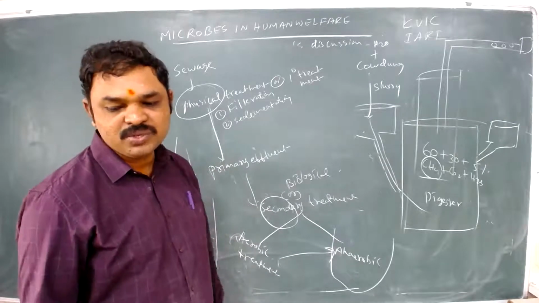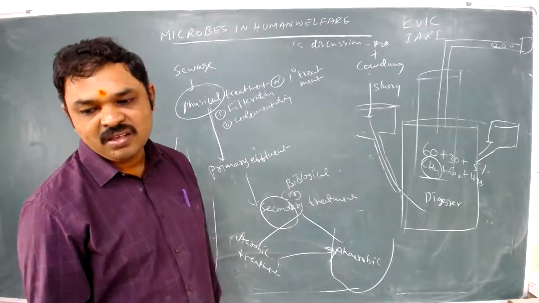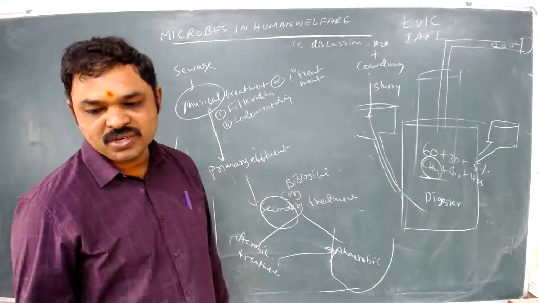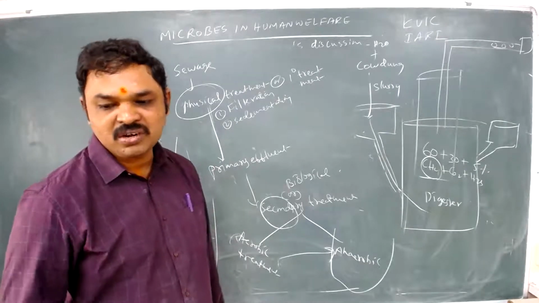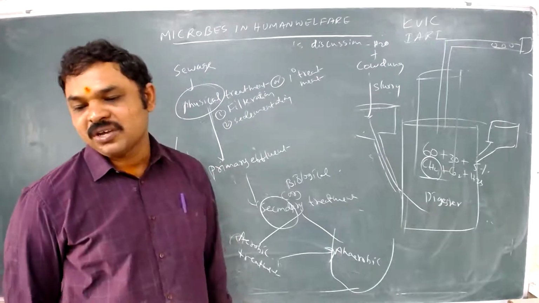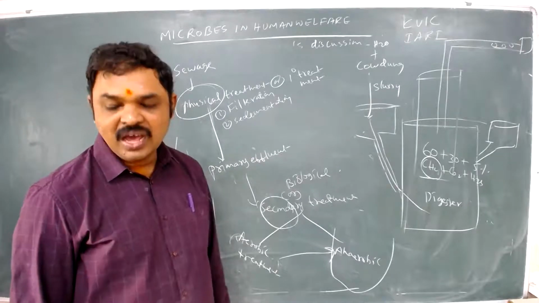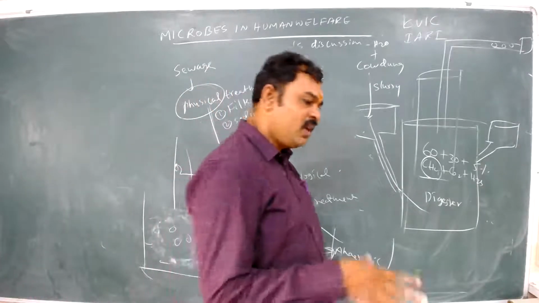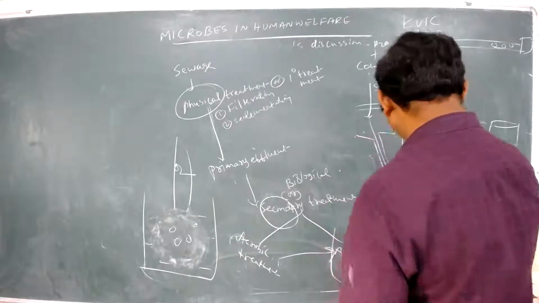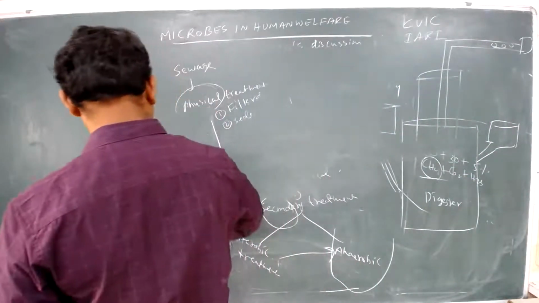So like these, microbes are used in sewage treatment. Microbes are used in biogas production, in household products production, and in the production of various industrial products. And microbes are used as biocontrol agents. Normally, what are biocontrol agents here? You see, these are biocontrol agents.